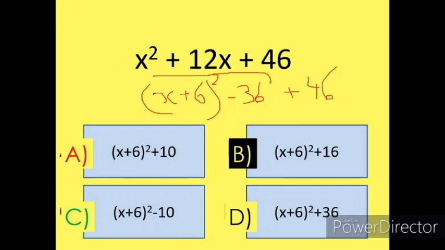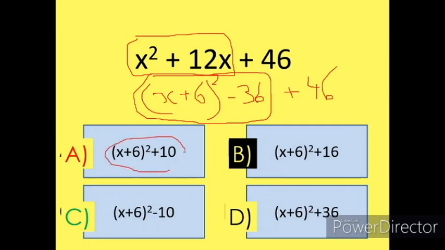So what I've done in logic is this bit here is identical to that bit there. And if you don't believe me, you just have to expand it. Now when I collect the terms, I've got minus 36 and plus 46, which gives me a plus 10. So it's going to be A. And this is completing the square.